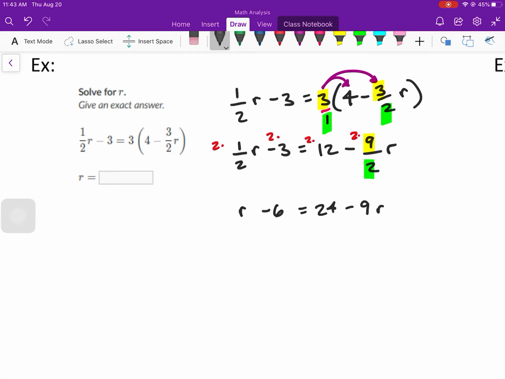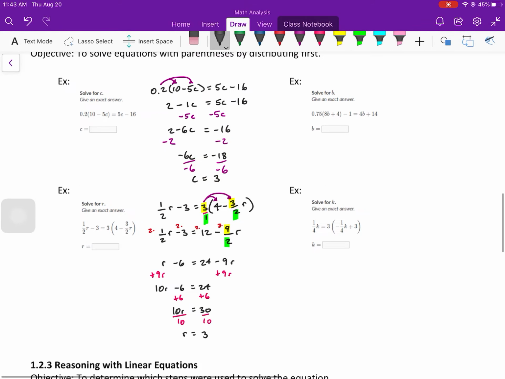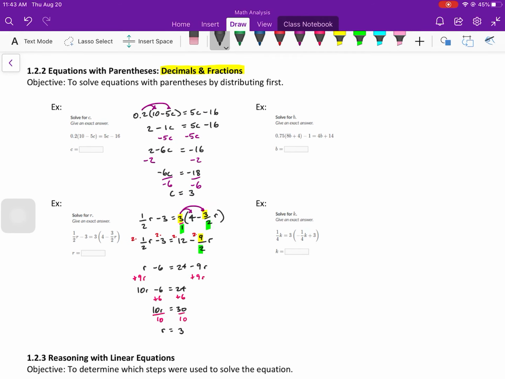Now we got rid of all the fractions. So what seemed difficult is actually easy now. So I'm going to go ahead and solve. I'll add the 9r over here to the other r. I have 10r minus 6 equals 24. Add the 6 over. 10r equals 30. Divide by 10, and r equals 3. And there you have it. There's our fractions and decimals. Normally what seems very difficult is actually not that bad.